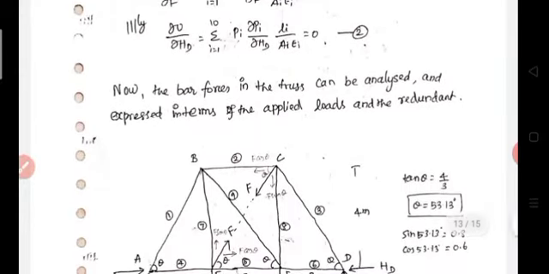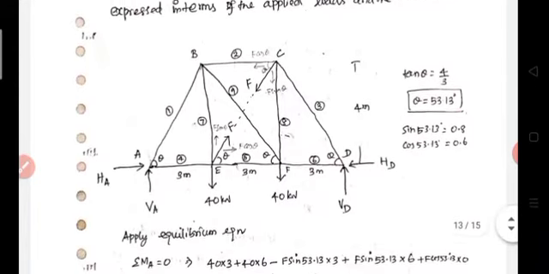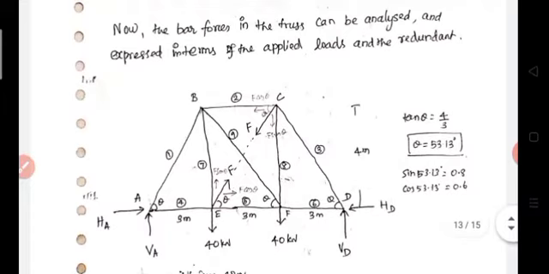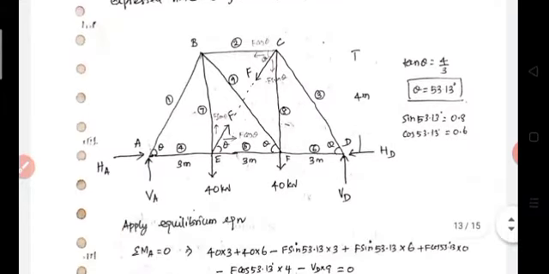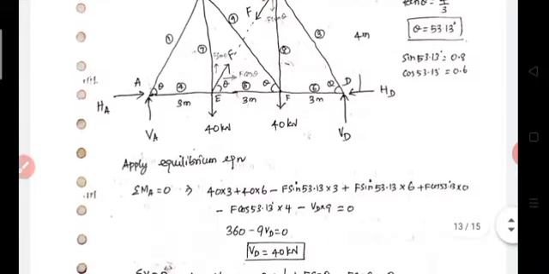So first thing, now the bar force in the truss can be analyzed, and it is expressed in terms of both the external loads and the redundant. Before analyzing, first we want to determine the support reactions, also in terms of external force and the redundant. So apply 3 equilibrium equations. With the help of these 3 equilibrium equations, we may find out the values of HA, VA and BD.